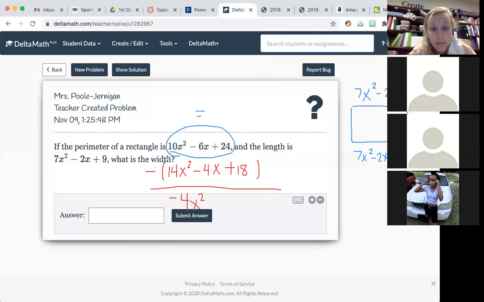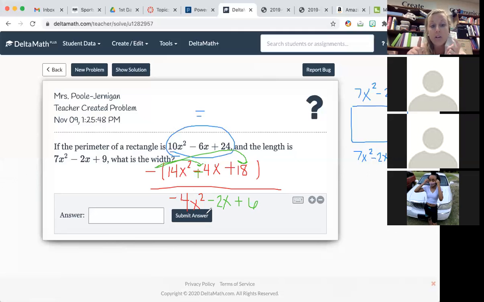What happens when you have minus a negative? It's plus. Good. So what is negative 6x plus 4x? Negative 2x. Good. And then 24 minus 18 would be? 6. Good. My people that were in class on Friday were missing that one because they were doing 24 minus 18 wrong. So this is what's left for the widths.